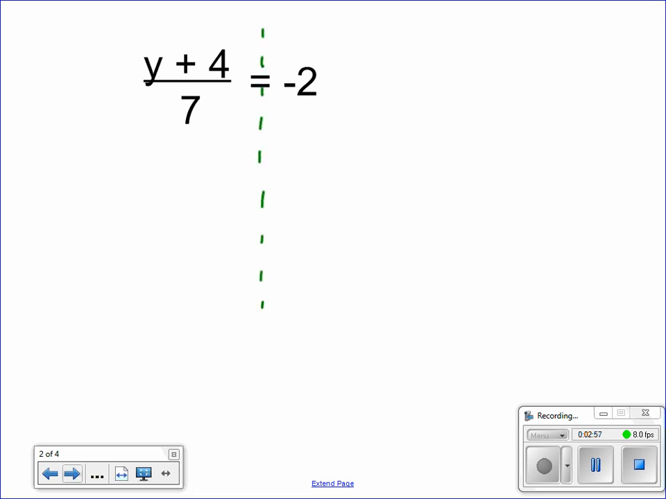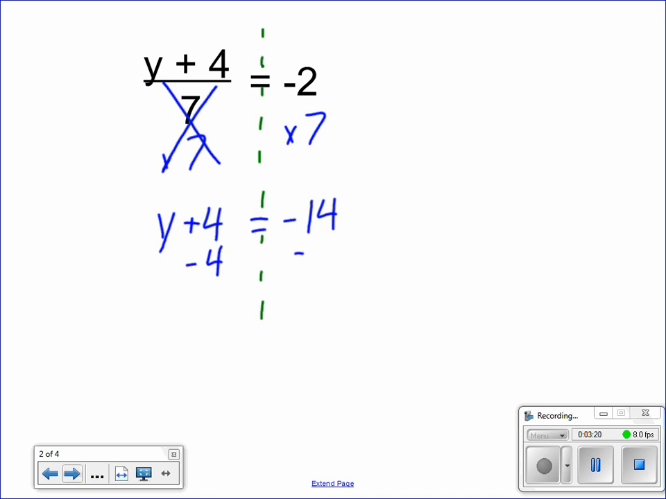So on each side here of my equation, I'm going to multiply by 7. That's going to get rid of the divide by 7. If I multiply that side by 7, I'm going to multiply this side by 7. A negative times a positive is a negative 14. Now get rid of 4. Now I can subtract 4. And y equals negative 18. I have negative 14, I'm subtracting 4 more.